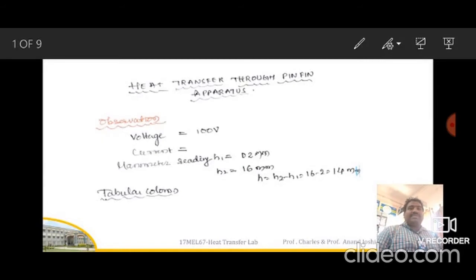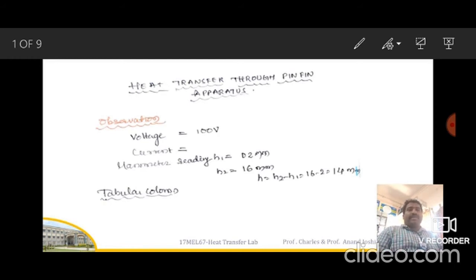Now we are going to discuss the topic, experiment on heat transfer through pin-fin apparatus. Before going to this experiment, we must understand what is meant by fin. Fin, as you already know, is an extended surface. The aim of the experiment is to determine the effectiveness and efficiency of the pin-fin.